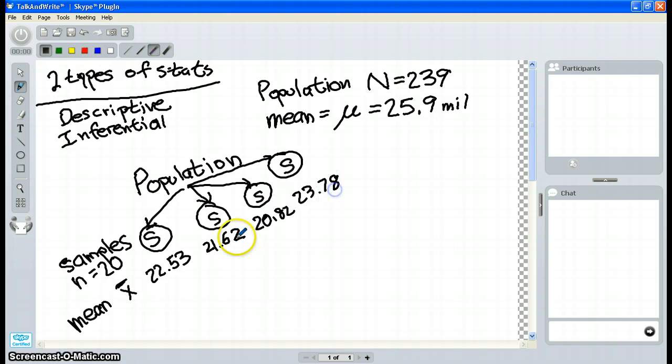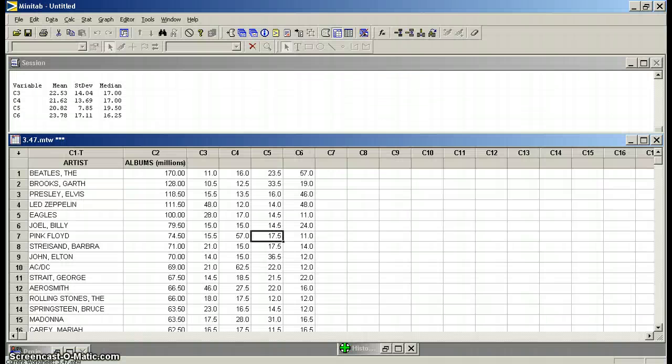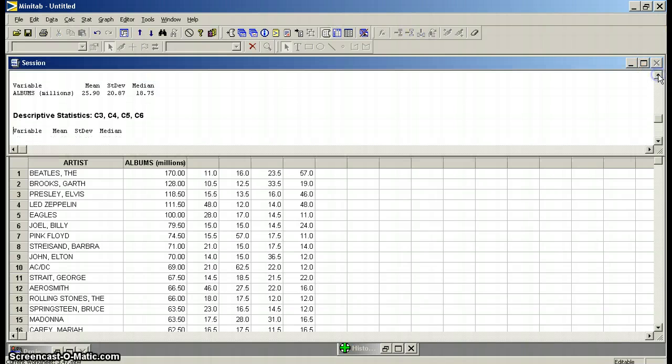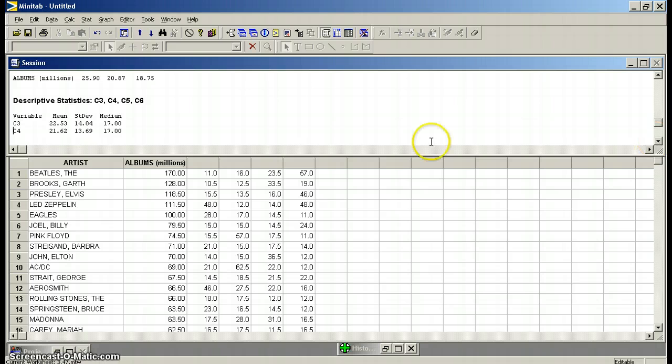Okay, so you notice that the population mean is 29.9 million, and these samples are 22, 21, 20, 23. Now, all these happen to be smaller than 25.9, which can happen. Maybe just for fun I'll take one more.